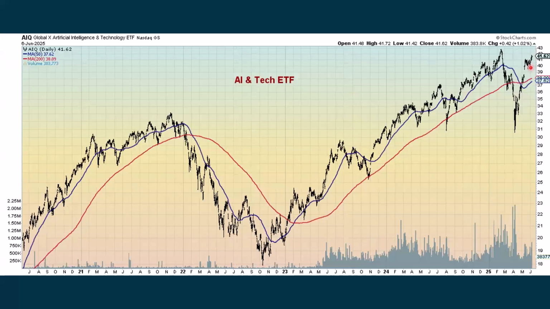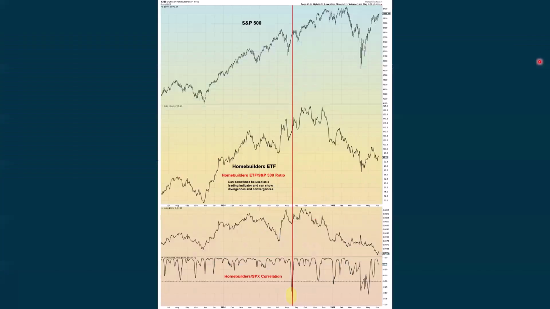Then this is that same chart, but I use a rainbow here where we're starting to break above the rainbow. Then this is the other ETF, the AI and tech ETF, which is in a downtrend, but both moving averages are going up, and we're seeing some improvement here. Then we want to keep an eye on the home builders. We have the S&P on top, the home builders ETF in the middle, and then the correlation.